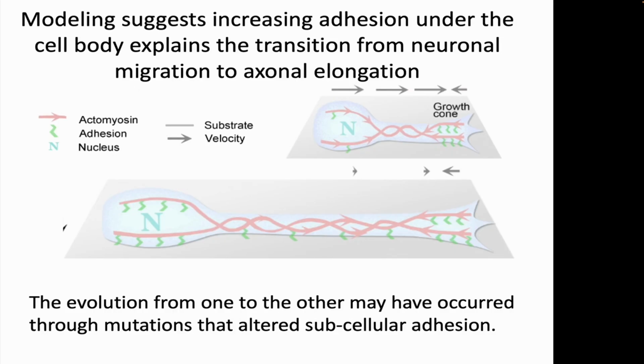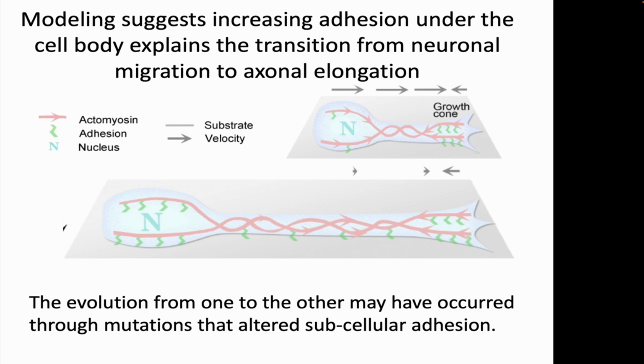This suggests, in terms of our modeling, that the big transition from neuronal migration to axonal elongation is a difference in adhesion under the cell body. In this little cartoon, I've drawn a bunch of adhesions. In axonal elongation, the idea is that these adhesions are relatively strong. During neuronal migration, there'll be fewer and weaker adhesions along the neurite. What this does is allow the forces generated in the growth cones to pull the substrate back and to pull the cell forward.